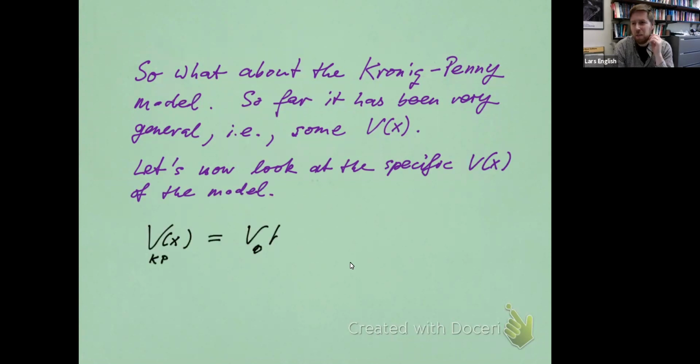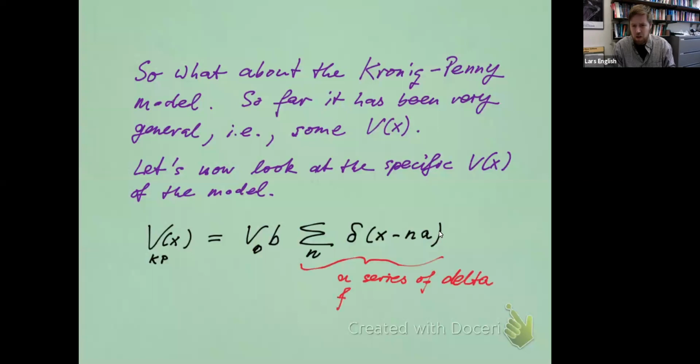So we need to look at the specific V sub X of the model. And the specific V sub X, we've never actually written it down in mathematical form. We've just said it's a sequence of spikes, right? These pulses, but we also let the pulses shrink in width and increase in height. And so we're basically getting a series of delta functions. Okay, so this is what I'm representing here.